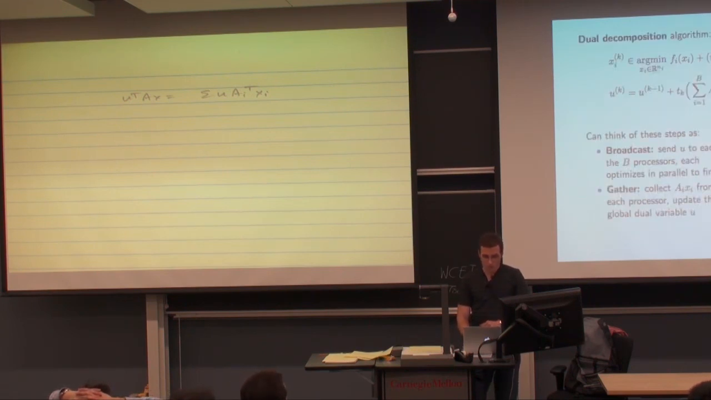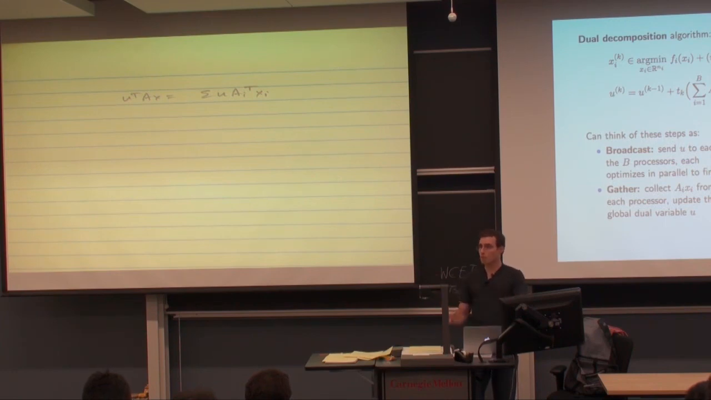Instead of minimizing this globally, I minimize it separately for each block of variables, and then I gather them all into the update step for U. You can think of this as a broadcast step and a gather step. In the first step, when I'm doing this minimization, I have to send U to each of the B processors. In this picture, maybe I have U at the center, and I'm sending U out to each of these processors.